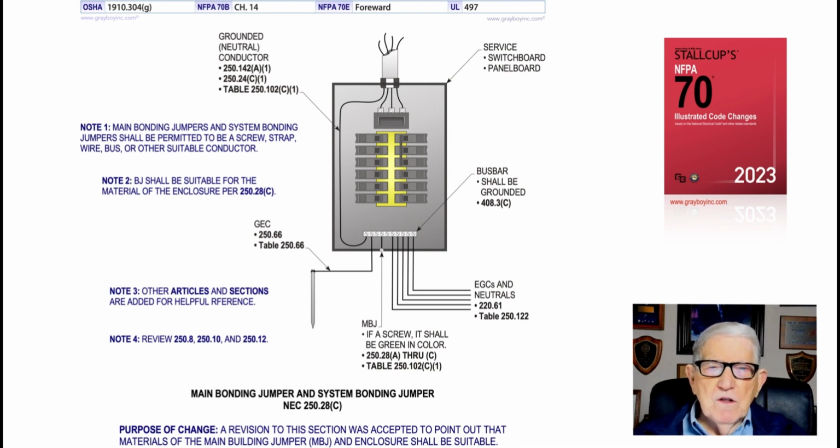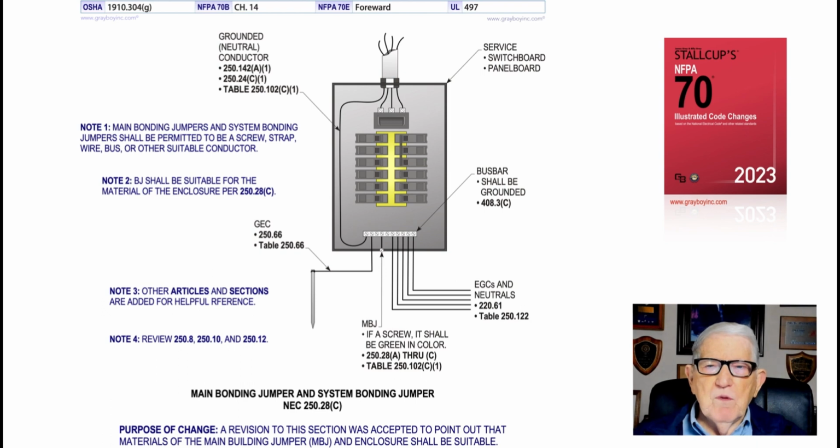Now, notice at note 1, the bonding jumper could be a screw, a strap, a wire, a bus bar, any suitable means that would serve as a bonding conductor. And then, of course, note 2 says basically that it has to be suitable for the enclosure so corrosion and stuff wouldn't set in and crystallize the connection and create a problem.